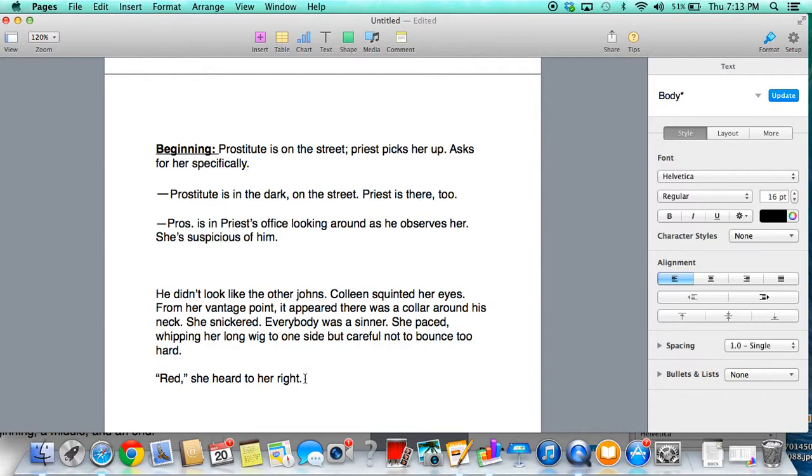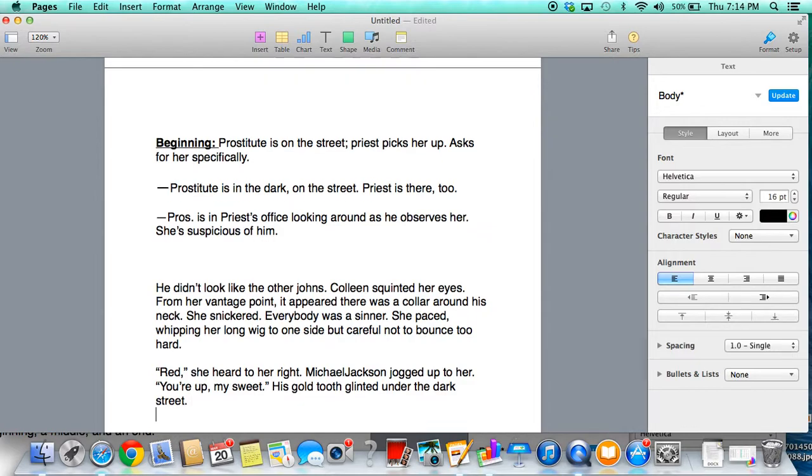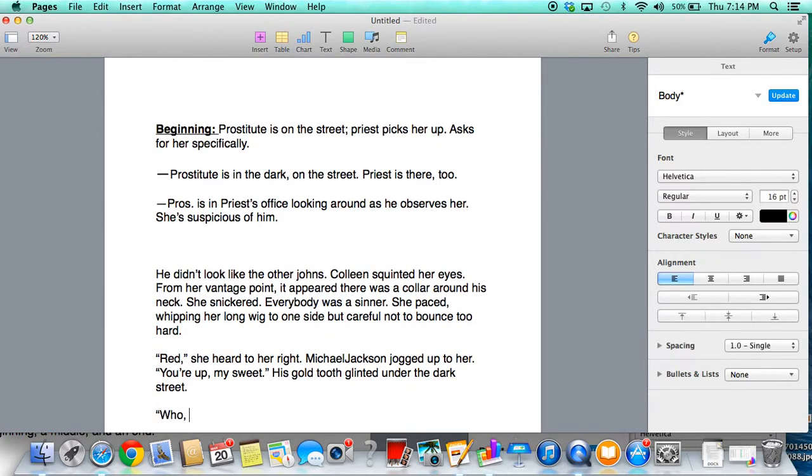Let's see. I'm going to give the pimp a crazy name. His name is Michael Jackson. One word, just for fun. Michael Jackson jogged up to her. "You're up, my sweet." His gold tooth glinted under the dark street. Ooh, him. And remember, all I'm trying to do is get to this point where she's in the priest's office. That's the only place I'm trying to get. However I get there, by any means necessary, I'm going to do it.